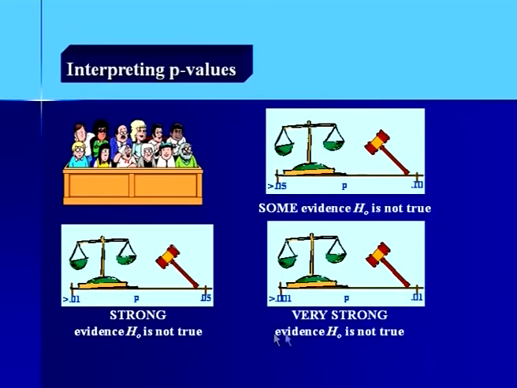And the very strong evidence that H0 is not true is here, where we see the p-value lies below 0.001, or 0.1%, or 1%. Here the value of p is very small, so this is very strong evidence that we reject our null hypothesis.